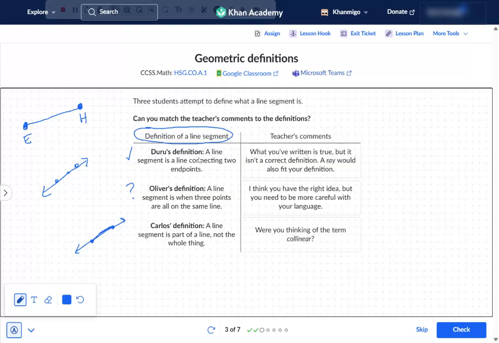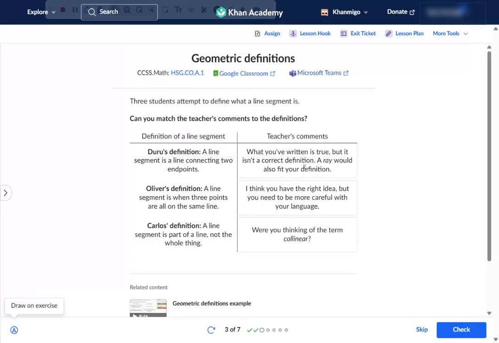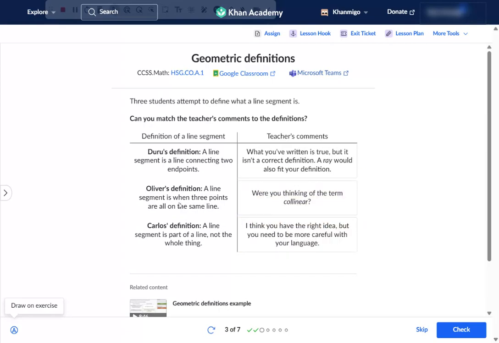So it seems like a line segment connecting two endpoints. I feel like that's the most specific. So we're just kind of gauging here. So, true ray would also, okay, let me see. Line segment with 3 points all on the same line. That sounds like collinear if they're all on the same line. A line segment is part of a line, not the whole thing.